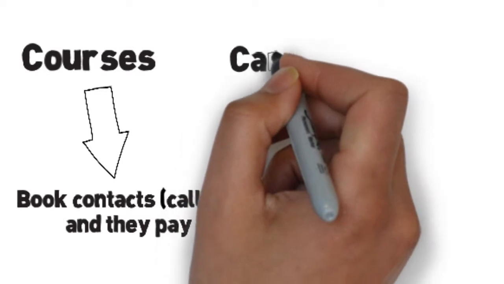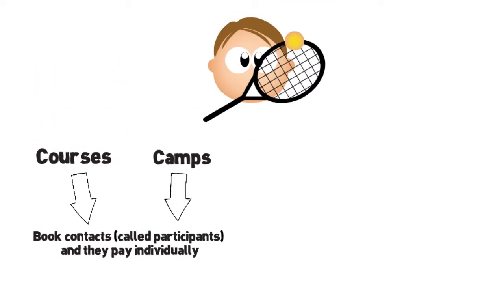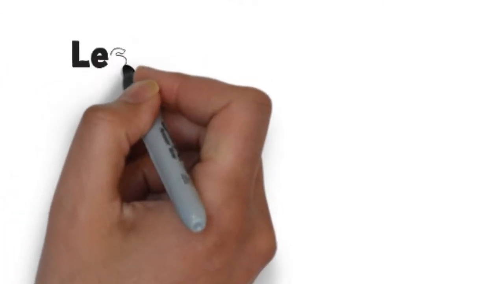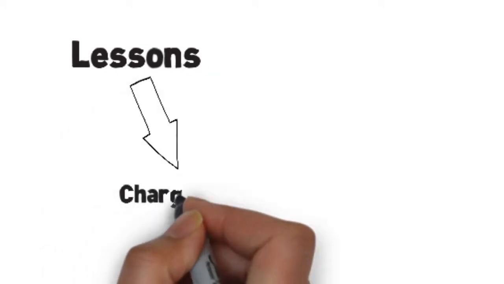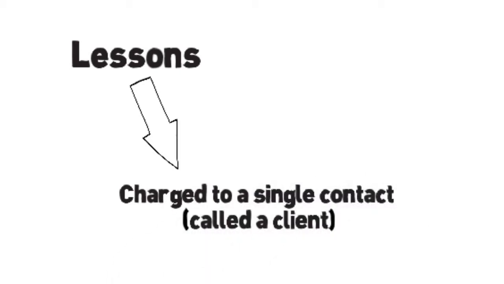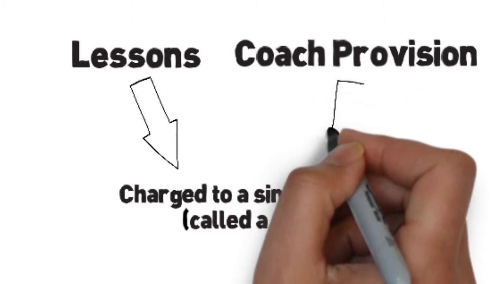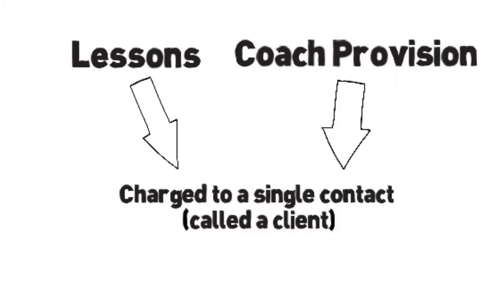He also runs holiday camps during all of the school holiday periods. Again, the participants on the camp need to be recorded. He also provides individual lessons where he's directly paid by the person taking the lesson. We call this person a client. Gary also supplies coaches to organisations such as schools for an agreed fee, and again these are treated just like lessons, charged to a single client.